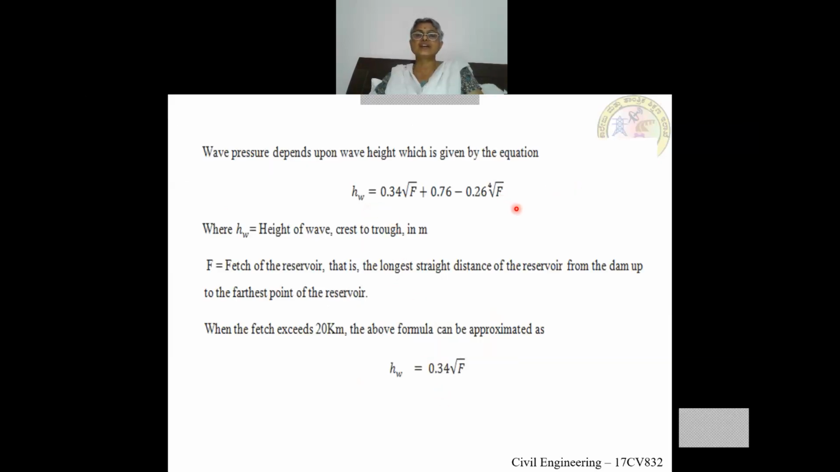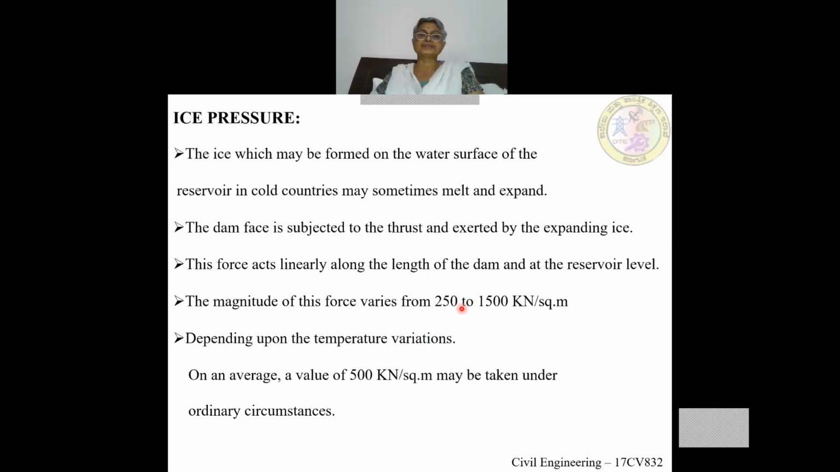It is different when f varies. When f exceeds 20, we are using this, and we can modify this by adding v also, because HW depends upon the velocity of the wind.